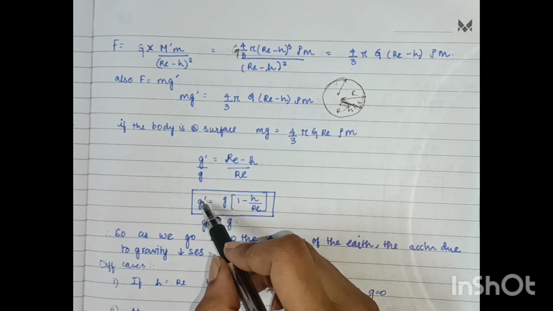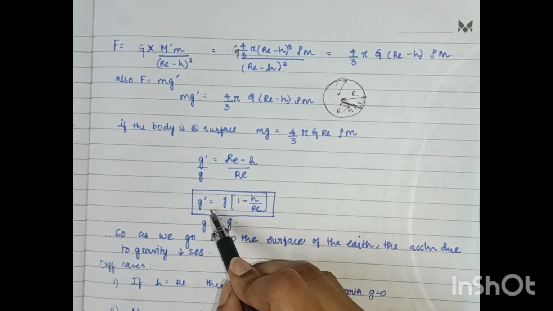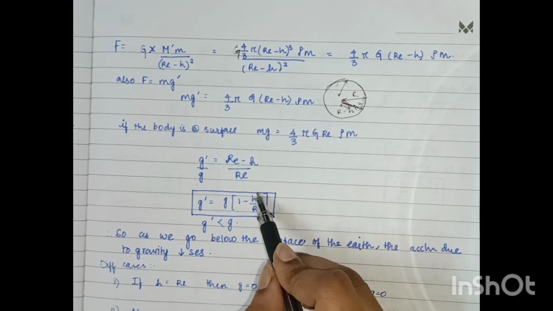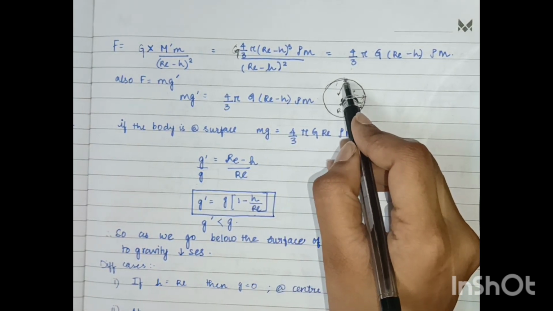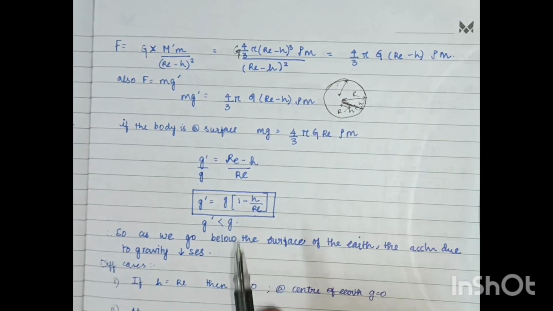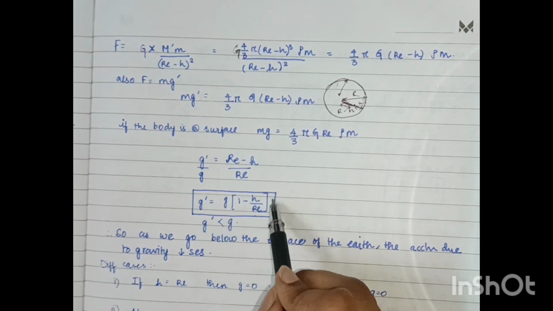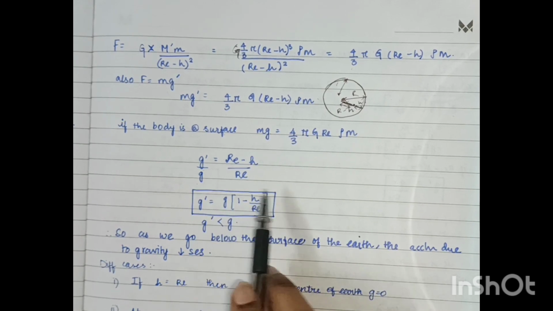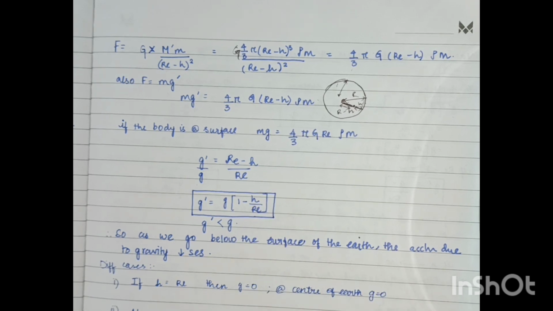Now we are getting the expression for acceleration due to gravity at a certain depth. g dash is equal to g into 1 minus h by r, where h is the depth. We have to understand it is the depth. That is, from the surface, what distance it is present, so that is depth, h by r. So this only we have to remember, this we are going to use in the questions. So that is g dash equals g into 1 minus h by r.